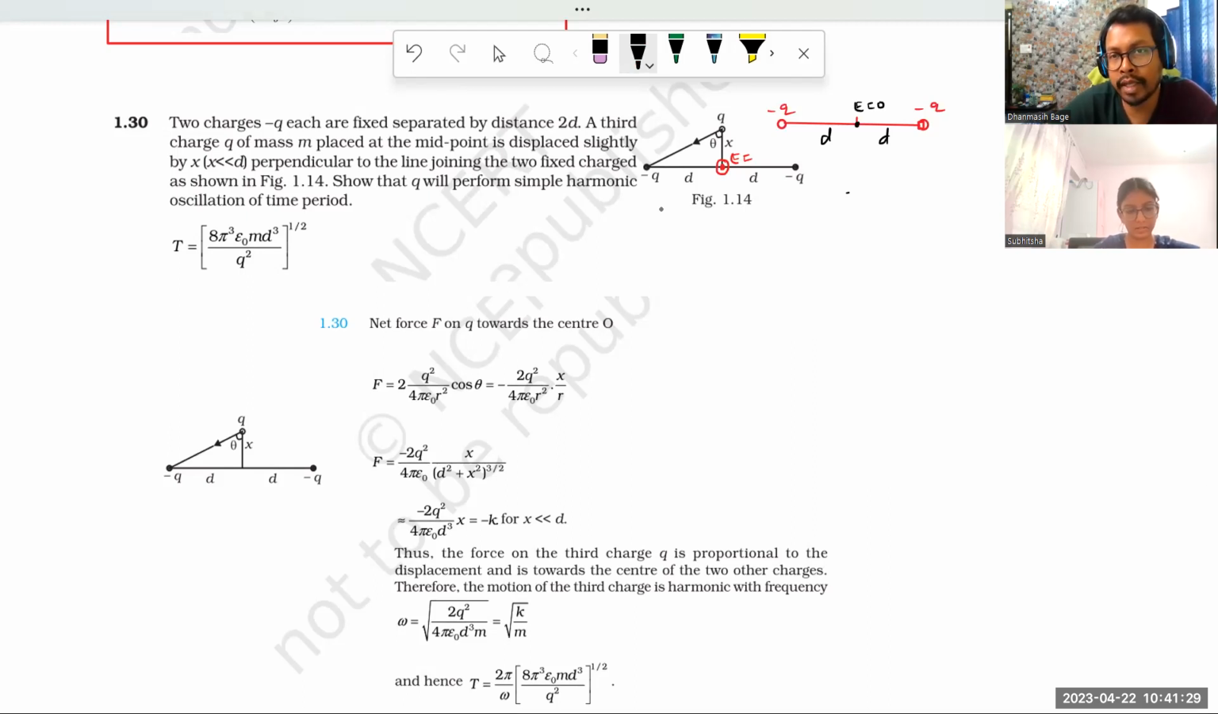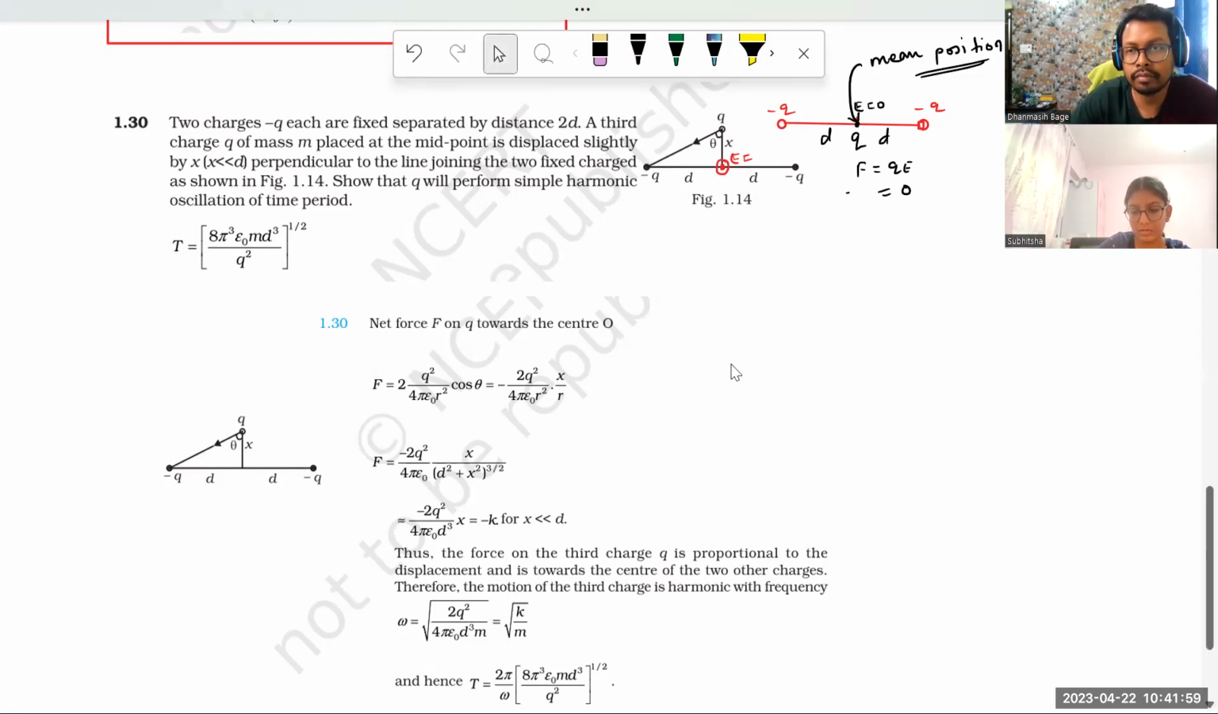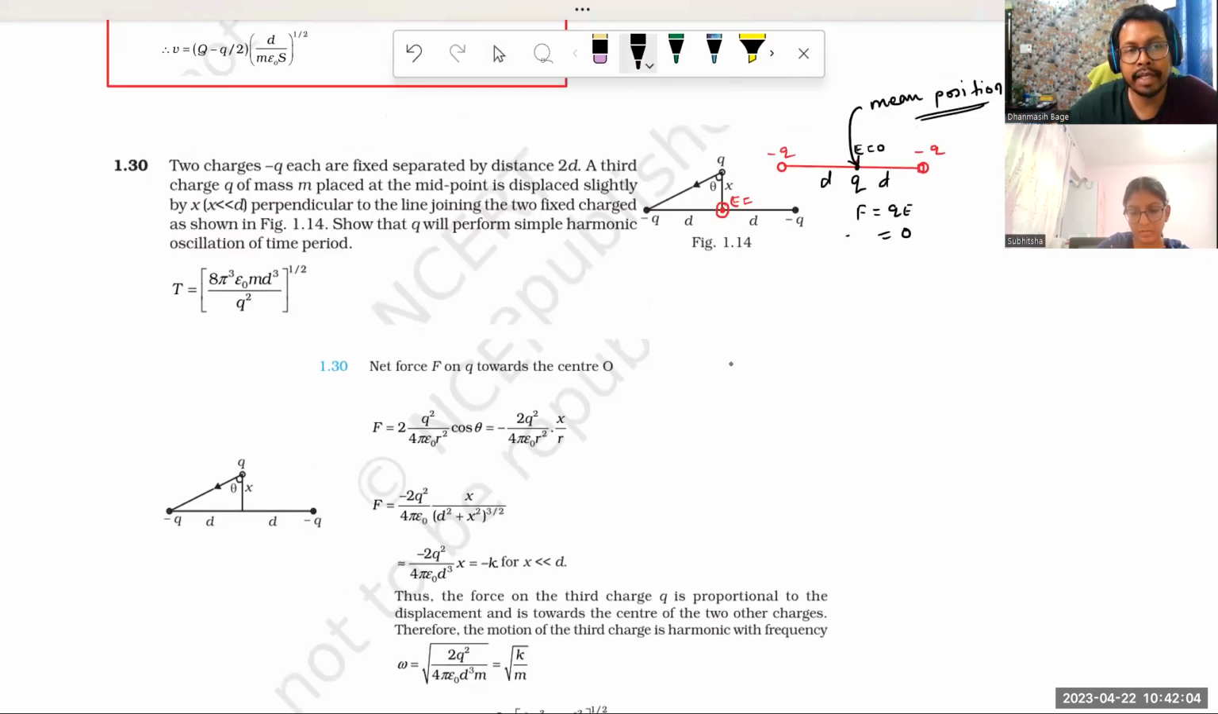So if I place a Q charge over here, what will happen to Q? It will stay at the same position, right? There will be no force. What will be the force acting on this thing? This is Q times E, that is zero force. It means that is the equilibrium state. It means this is the mean position. Okay, if that is the mean position here, let me see other questions.